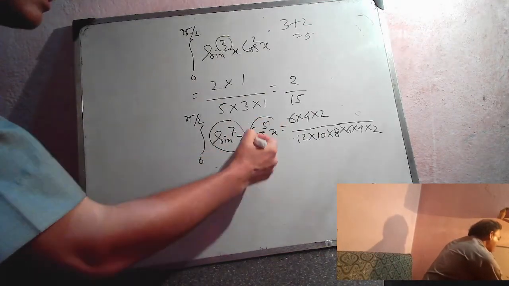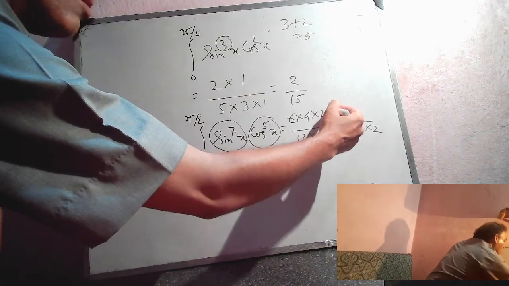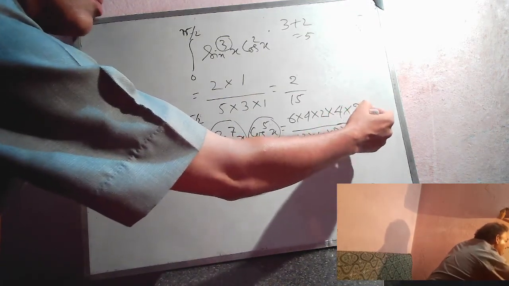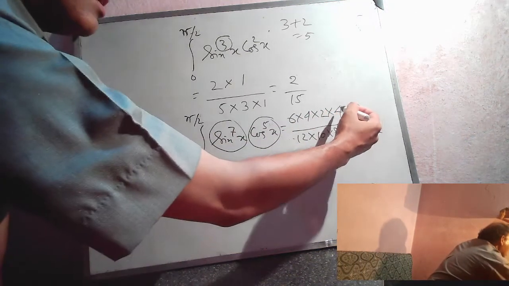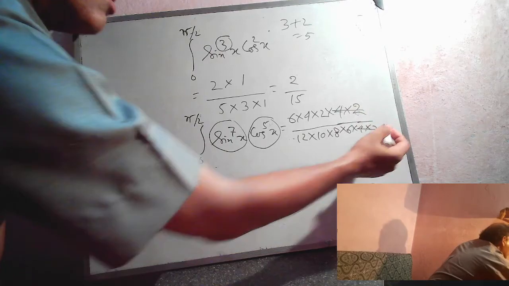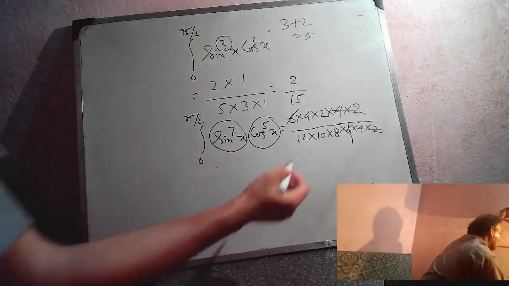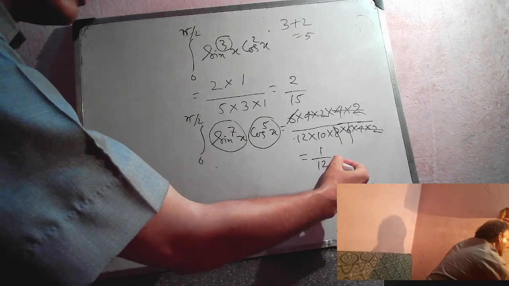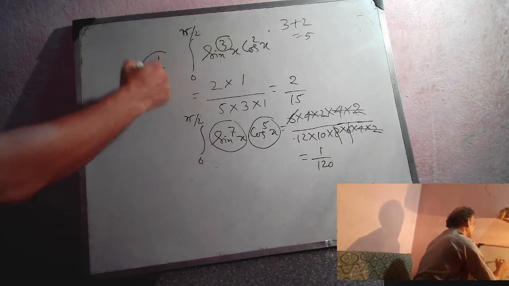Now for this part, this is 5, so we should put 4, then decrease by 2 units, 2. So this is the final answer. Now you can cancel 4, 2. Then 6, 6. 4 into 2, 8. So 1 upon 120. So our final answer is 1 upon 120.